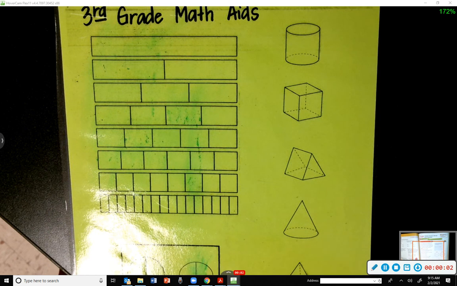Okay, so today we're going to continue going over comparing fractions. Yesterday you guys compared fractions with the same denominator, okay? So like 3/8 and 4/8. Which one was greater, 3/8 or 4/8? 4/8. 4/8 was greater, okay?